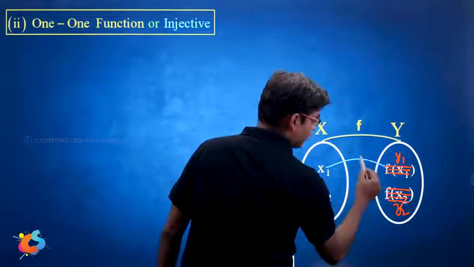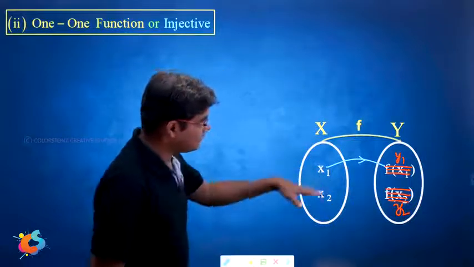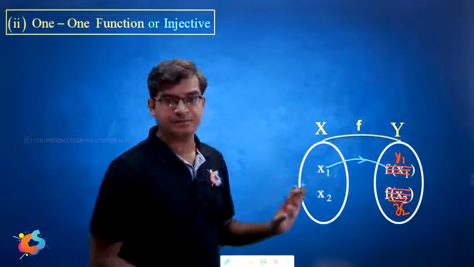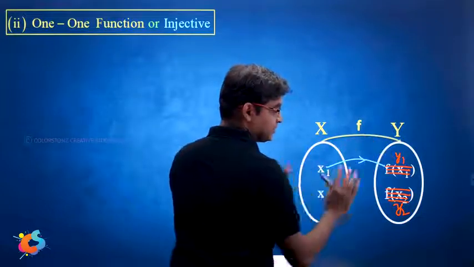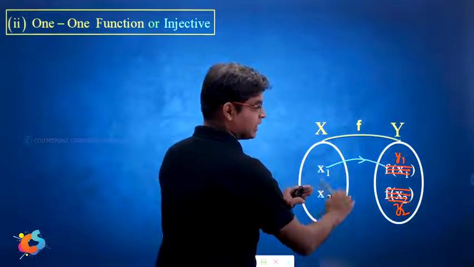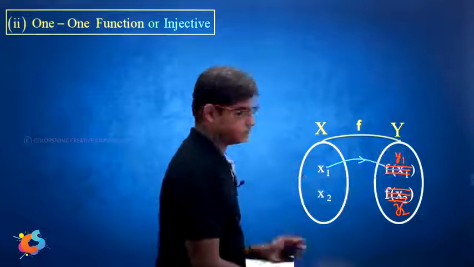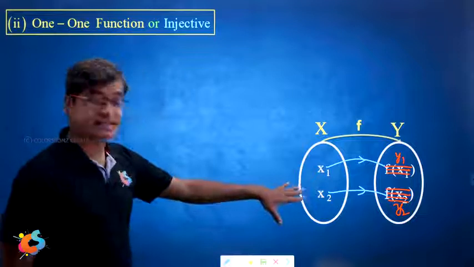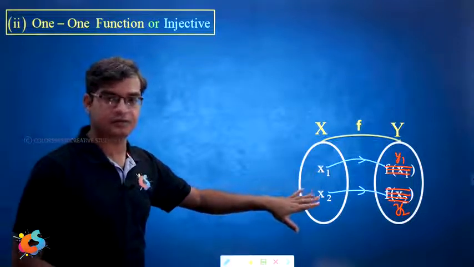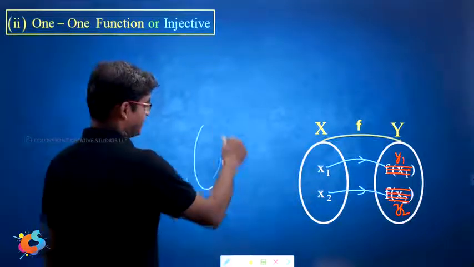You call a function to be 1-1 function if X1 is mapped to Y1, then no other element should be mapped to Y1. Simple. Got it? So if X1's image is Y1, X2's image can be anything else other than Y1. Okay. So let's say it is like this. So is this function 1-1? Yes.